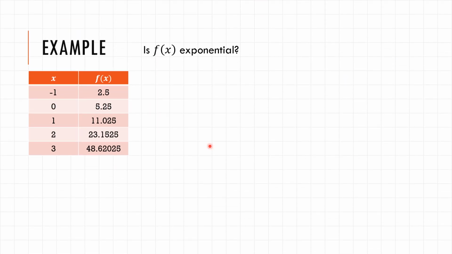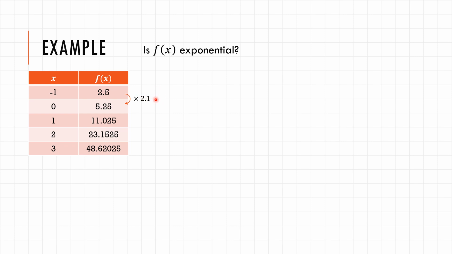In this example, we're going to determine whether this table of values represents an exponential function or not. And I can tell you right now that it does, because to get from 2.5 to 5.25, we have to multiply by 2.1. And that's not an easy number to guess. So how did I come up with this number?